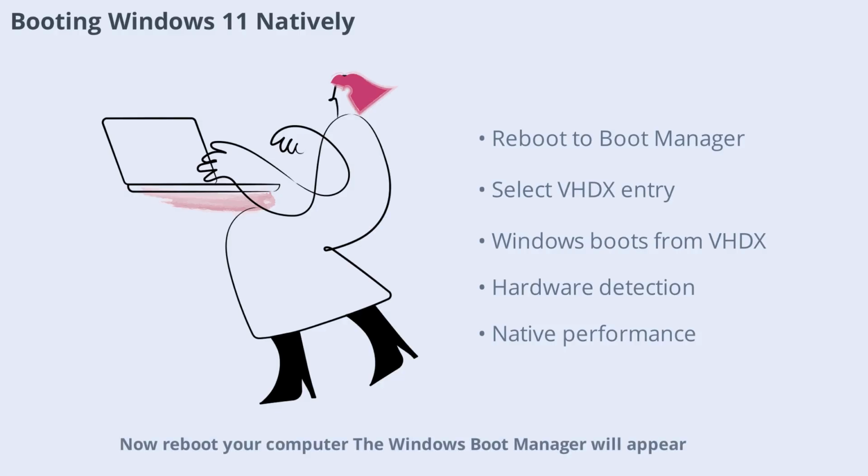The Windows Boot Manager will appear showing the new VHD entry. Select Windows 11 LTSC VHDX to boot directly from the VHDX file. On first boot, Windows will detect your hardware and install necessary drivers just like a fresh installation. You're now running Windows 11 natively from a virtual hard disk with all the benefits of a clean install.